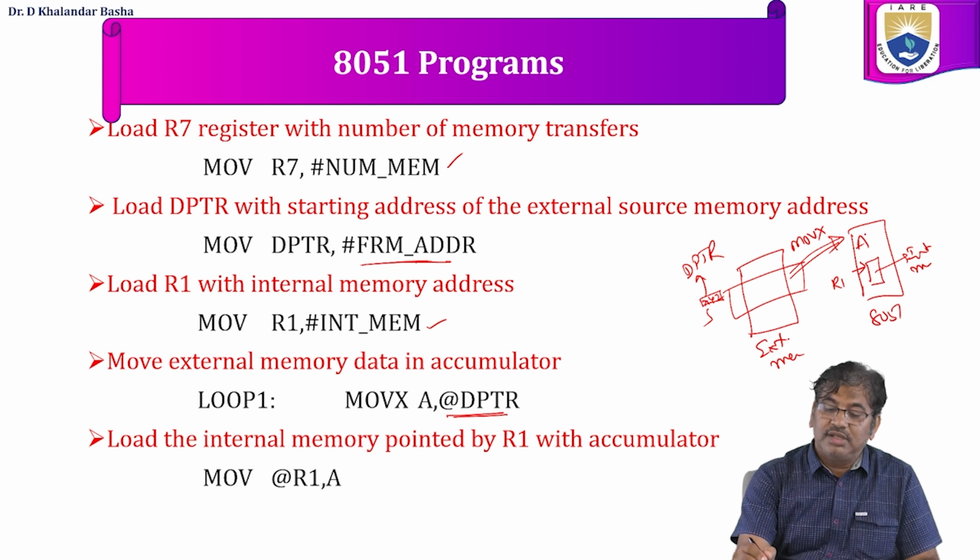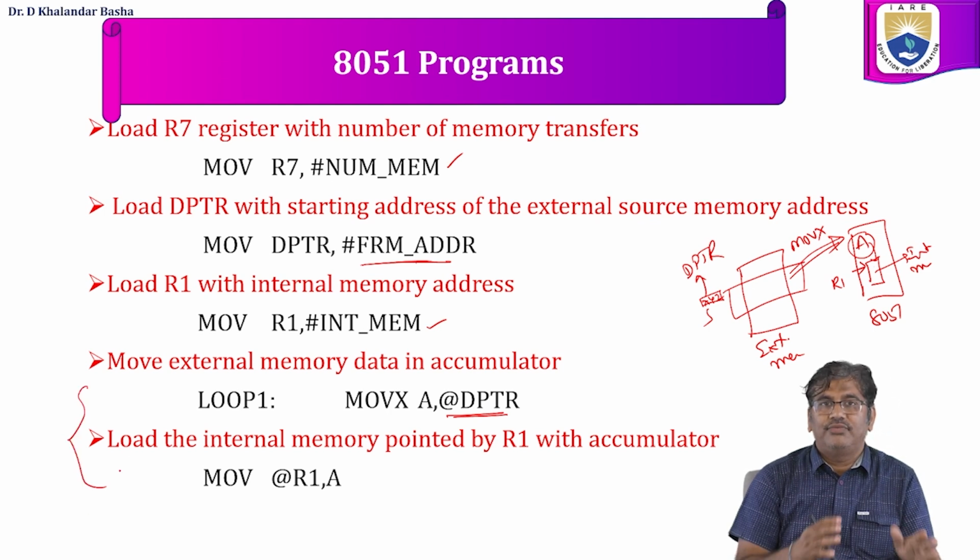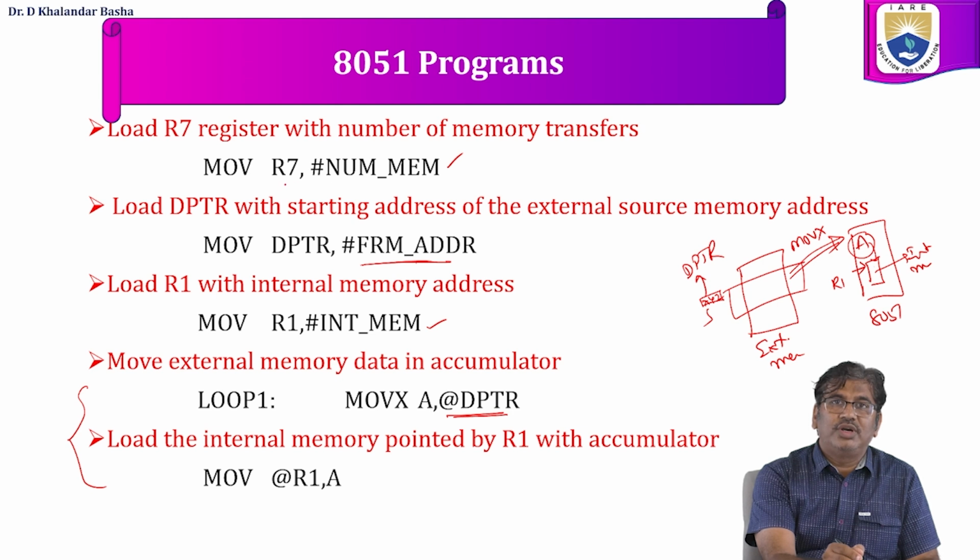In the next instruction, this accumulator content will be loaded into memory. For that you will write MOV @R1, A, since the address of this memory location is in the R1 register. So the contents of the accumulator are loaded into the memory location pointed to by the R1 register. So these two instructions will fetch one data from the external memory to the accumulator, and from the accumulator to internal memory. This has to be iterated depending upon the count loaded into the R7 register.